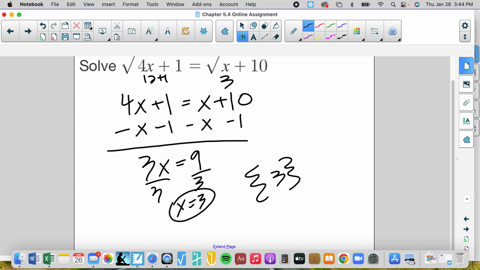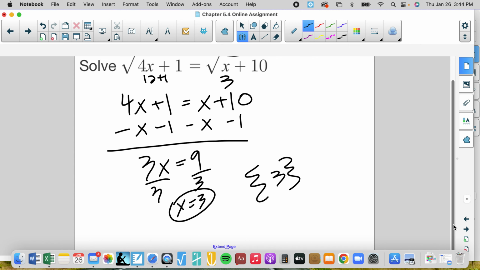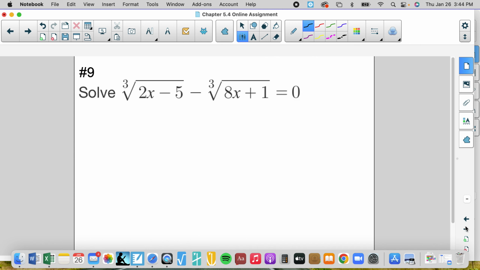Don't confuse my check solution, rad 13, with my real solution. My real solution to the problem for my value for x is 3. That's also another mistake I see students make quite often, is they use their check solution as their variable solution.